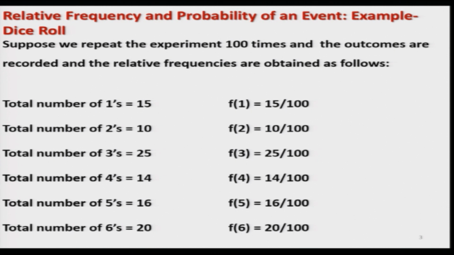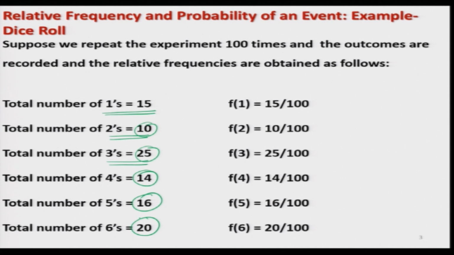Suppose we roll the die 100 times, and out of 100 times we observe that the number of times 1 occurs is 15, the number of times 2 occurs is 10, the number of times 3 occurs is 25, the number of times 4 occurs is 14, and for 5 and 6 these are 16 and 20.